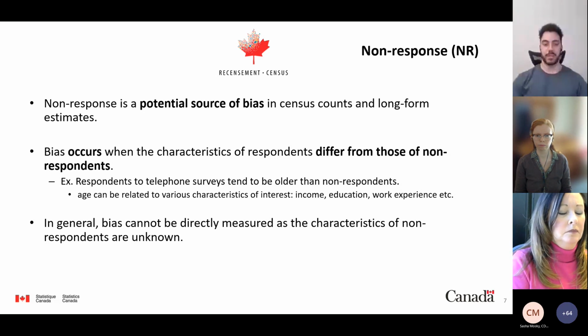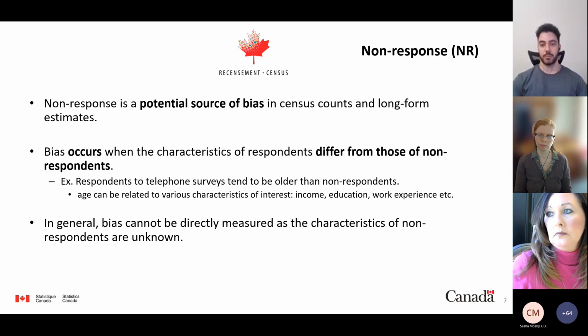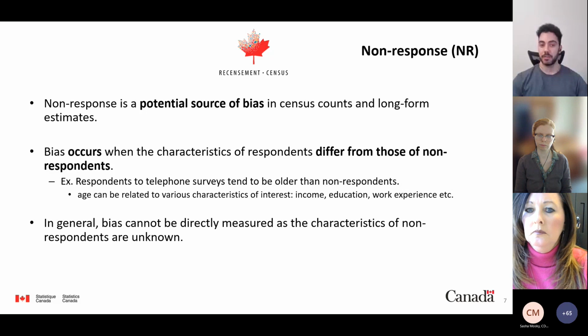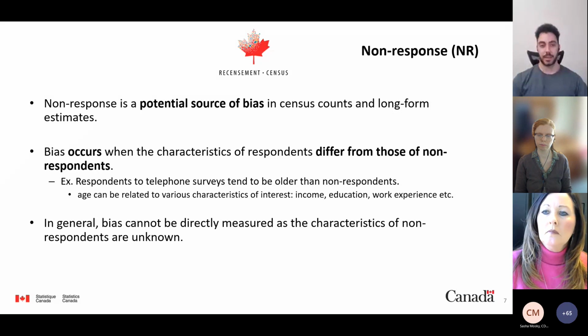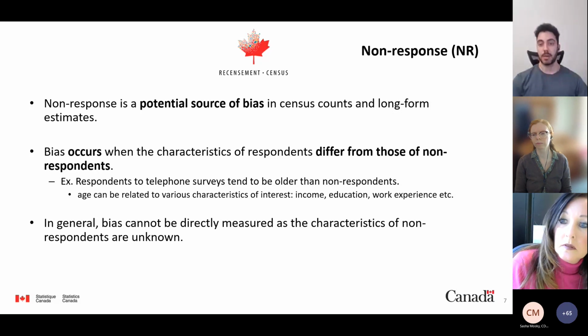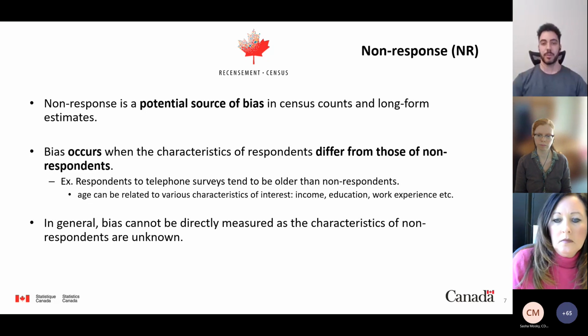So generally, we can't measure bias because we don't know what the characteristics of non-respondents are, since we don't have data for them. But I do want to mention, without going into the technical details, that it's often the case that a non-response bias can be corrected or addressed with the use of rich auxiliary information.